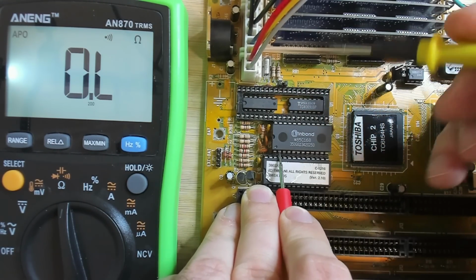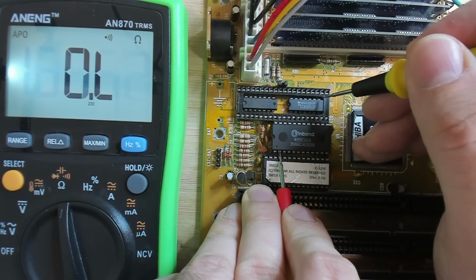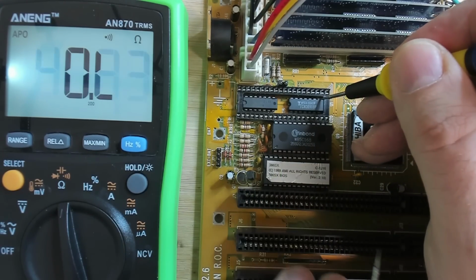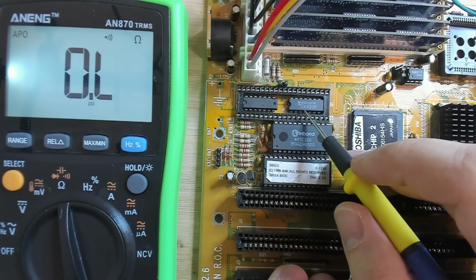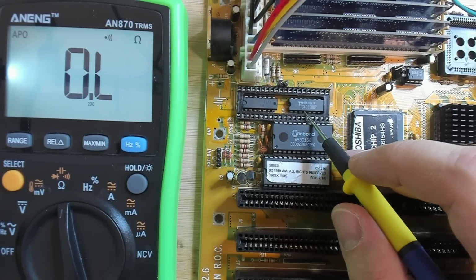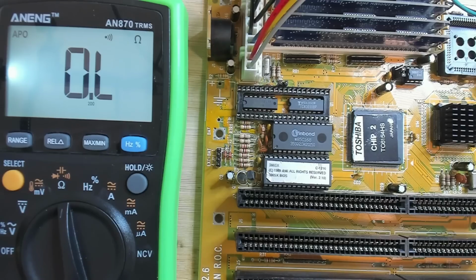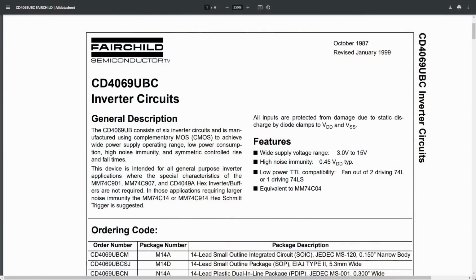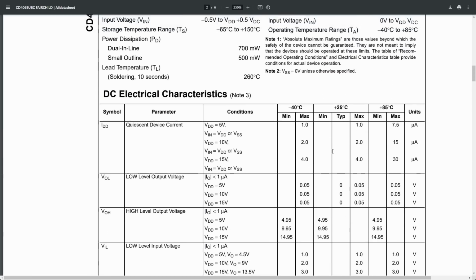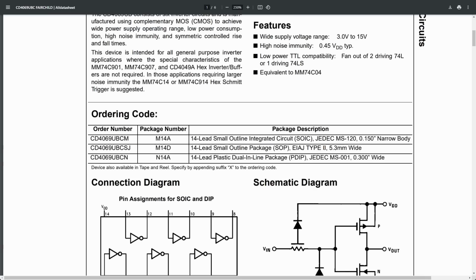Yes, so this pin is connected to this pin of, what is this? This is a 4069. So let's quickly go and open a datasheet for this chip. So this is an inverter circuit. Let's quickly check if we find a pinout diagram.